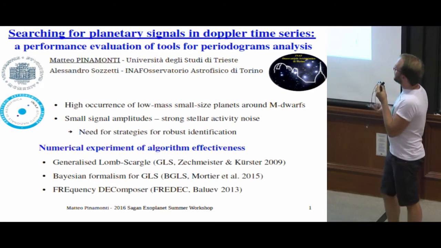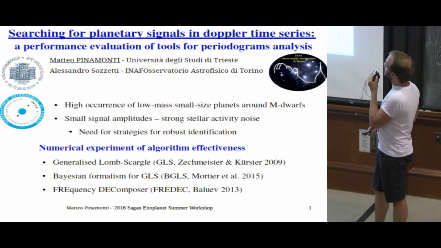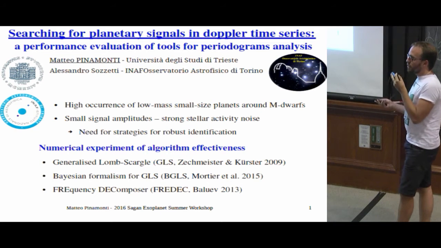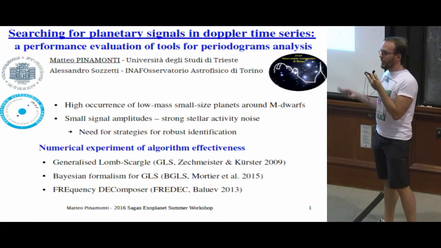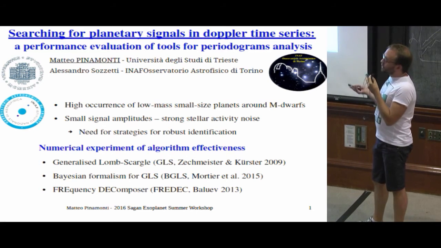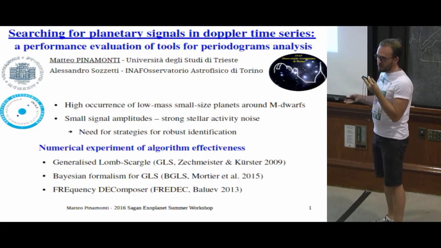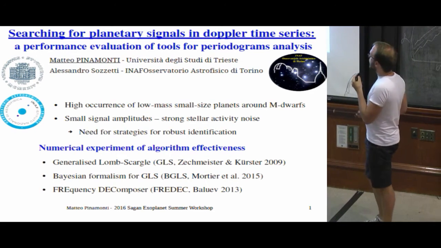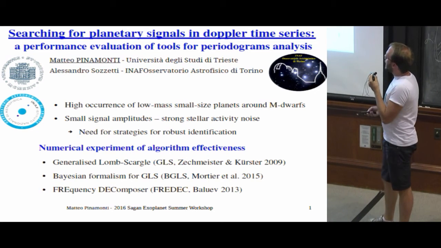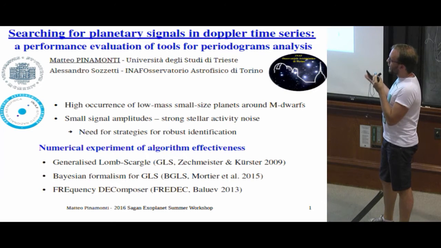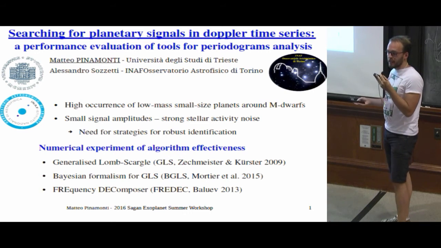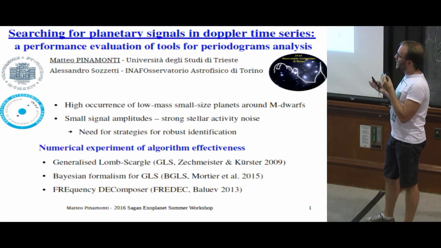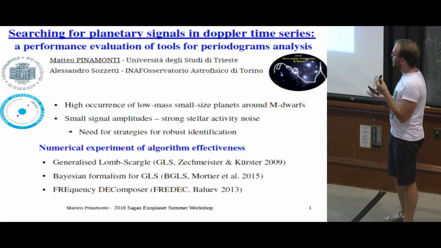My work is about searching for planetary signals in Doppler time series, in particular a performance evaluation of different tools for periodogram analysis. That is because if you're interested in studying planetary systems around low-mass stars, you really need the best possible tools available, because low-mass stars are really bad for stellar activity and a lot of reasons. And the point is that the first algorithm that you use to identify a signal in a radial velocity time series is usually the periodogram, which has never been tested on a statistically meaningful sample in the literature before.